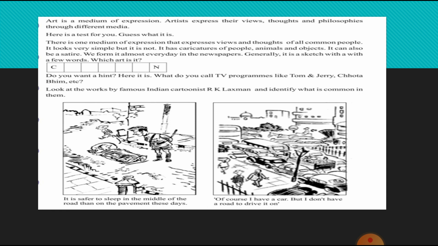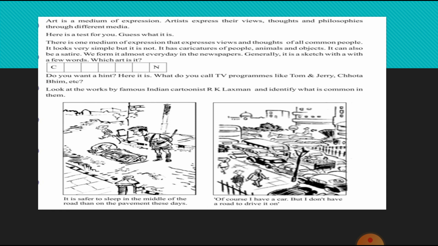Why? Because the condition of the road is the worst. It is all bumpy with so many potholes on the road, and it is nearly impossible to drive along it. On the other hand, the pavements, being mostly unused in the regular course, are in good condition, so people make more use of them. Therefore, it is better to sleep on the road than on the pavement. So that was the description of cartoon 1.